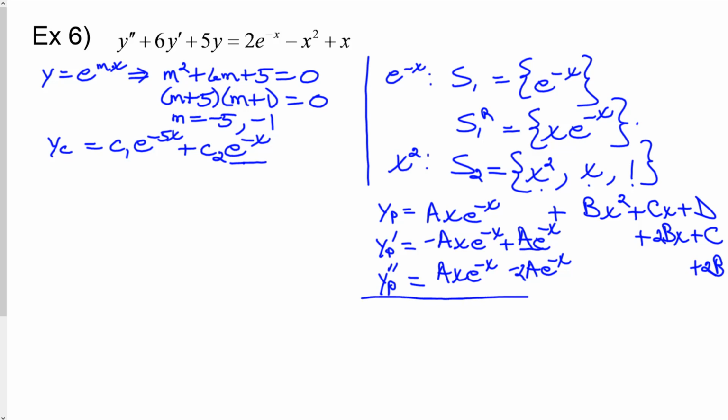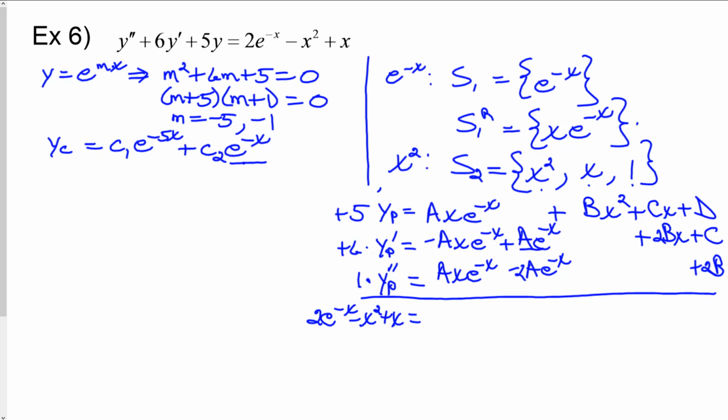I like to draw a line at this point because the sum of the terms in our differential equation, which said 1 of the second derivative plus 6 of the first derivative plus 5 of the original function, has to add up to the entire right-hand side. So we know the right side has got to become 2e to the negative x minus x squared plus x. Now we do the math on the right, one like term at a time.